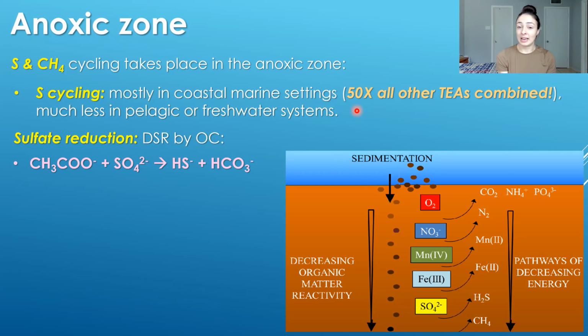However, in pelagic or freshwater settings, it's very, very limited because there's just not that much sulfate in those settings. But regardless, the bacteria living in this zone, aka sulfate-reducing bacteria, use DSR, or dissimilatory sulfate reduction, to reduce sulfate and produce sulfide by using organic carbon.